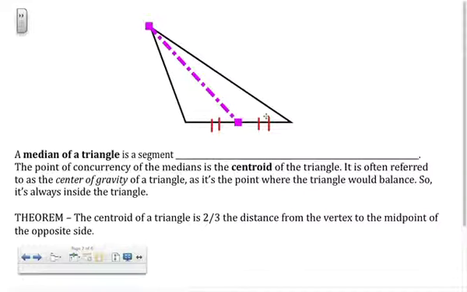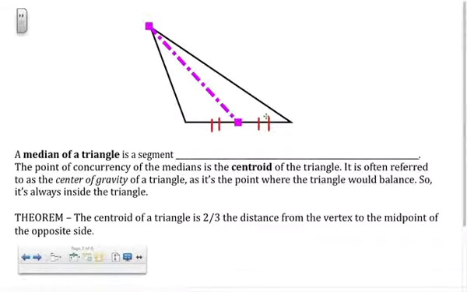Another point that we've discussed was how in a triangle, those angle bisectors are all concurrent, meaning they all intersect in one point, and it ended up being a very special point. Same thing with the perpendicular bisectors. They all were concurrent and intersected in one point. We called it the circumcenter, and it was also very special to us.